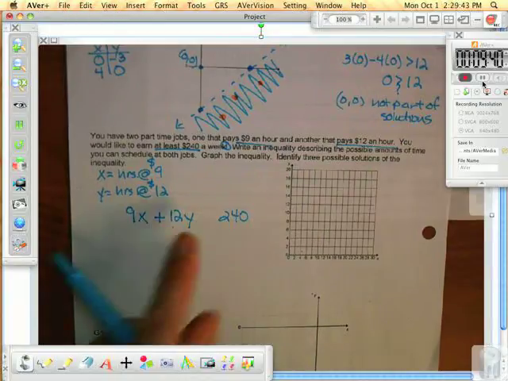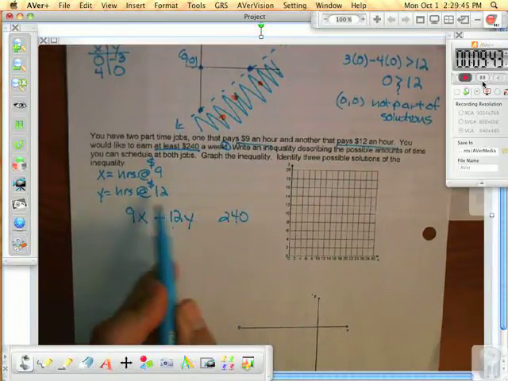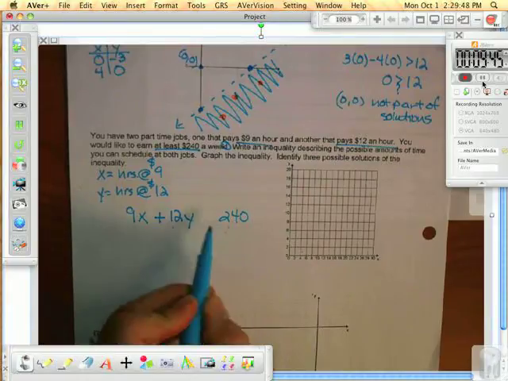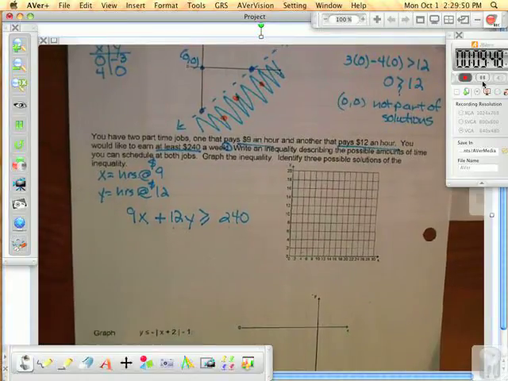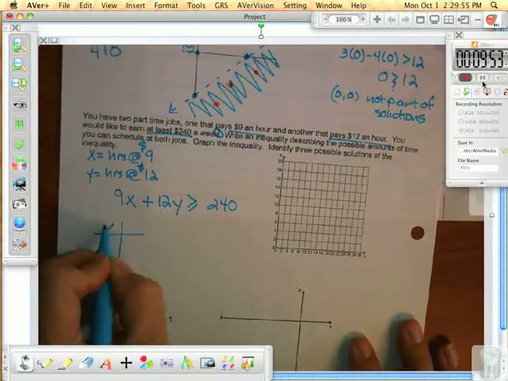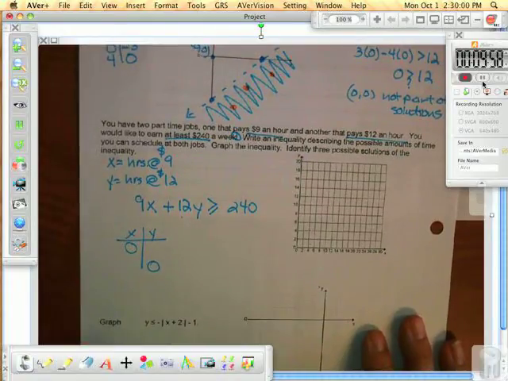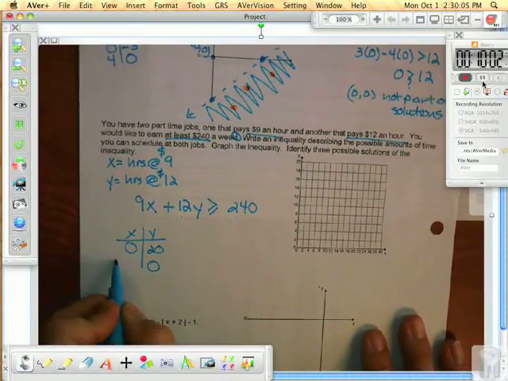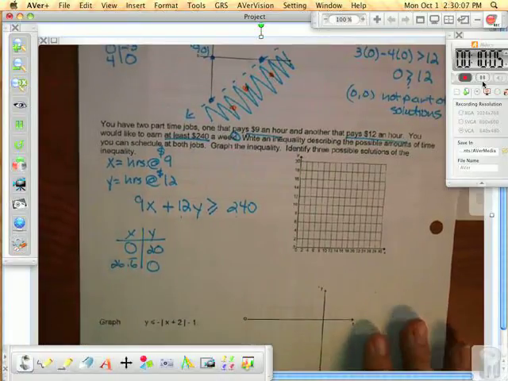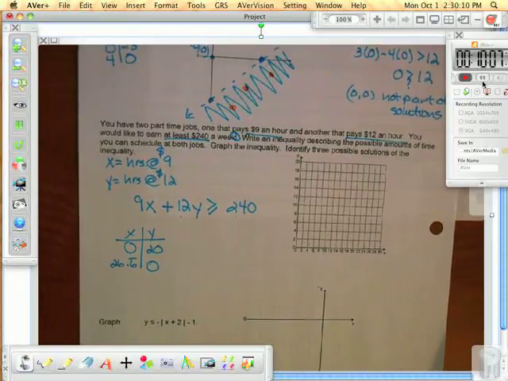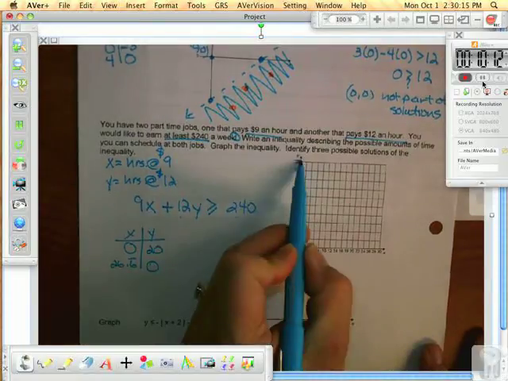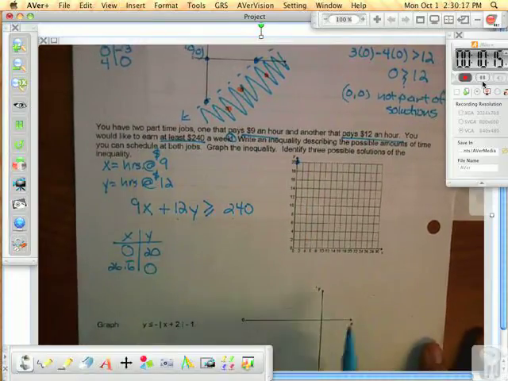So, do I need this side to be greater than or this side to be less than this? Greater than or equal to? I can earn more. All right? Now let's make our little table. Plug in 0 for x, and then y is 20. Plug in 0 for y, x is 26.6 repeating. I can work with that on this graph. I can graph that, sort of, close enough. Over 0, up 20. 26.6 is about like here.